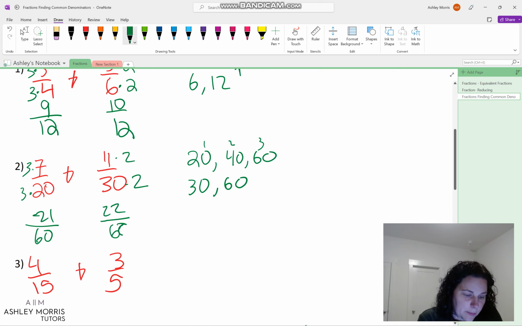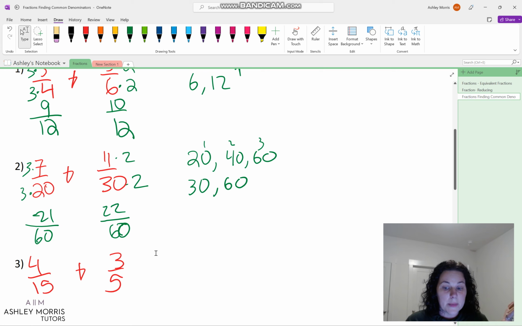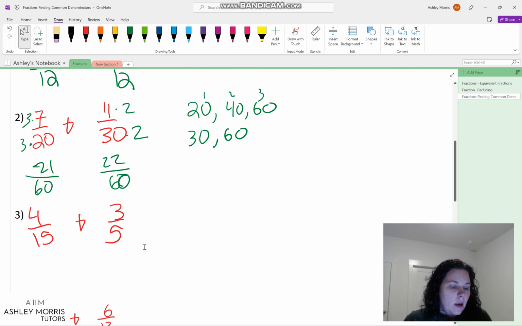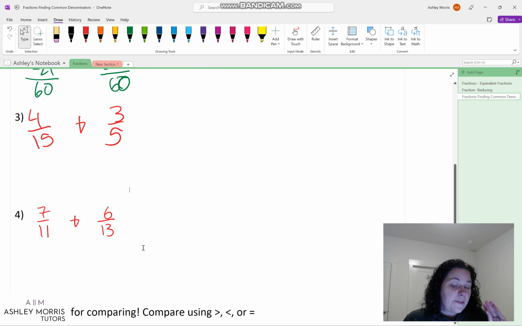So 11 times 2 is 22. 30 times 2 is 60. Ta-da, common denominators. If you want, pause here, try these two on your own.